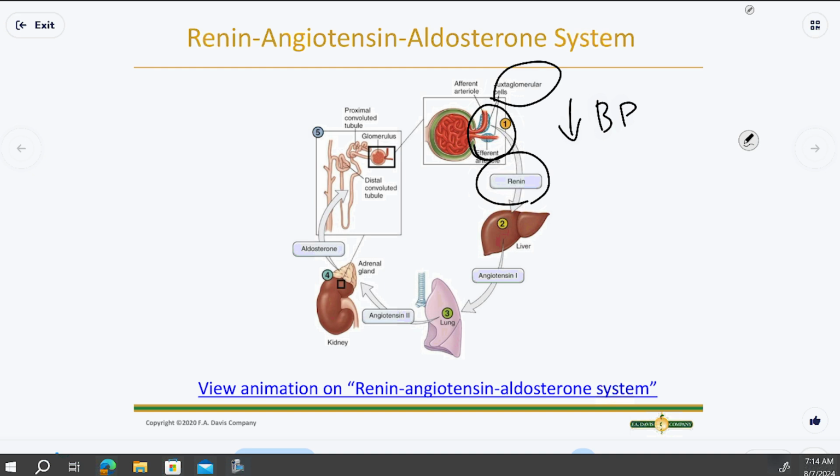It's hard to make you know all this for a test that has other stuff, but you don't want to forget the RAA system because, as I mentioned, ACE inhibitors are a drug that specifically controls blood pressure by messing with this. This conversion here in the lungs is what ACE inhibitors target, stopping or slowing this process. And again, these are tiny micro adjustments, like 1 millimeter of mercury lower than our normal range.